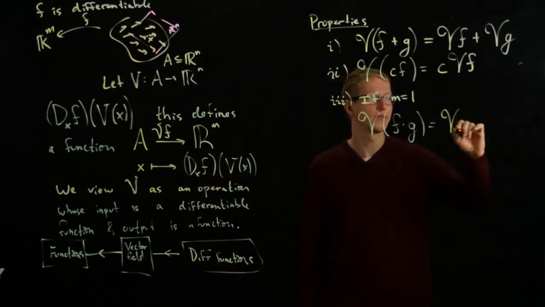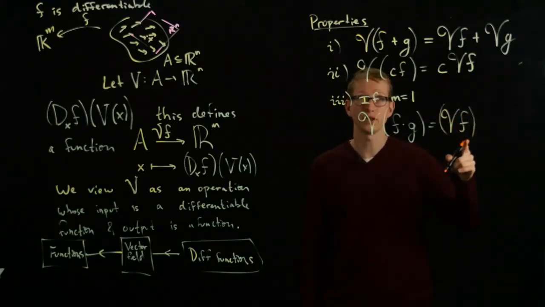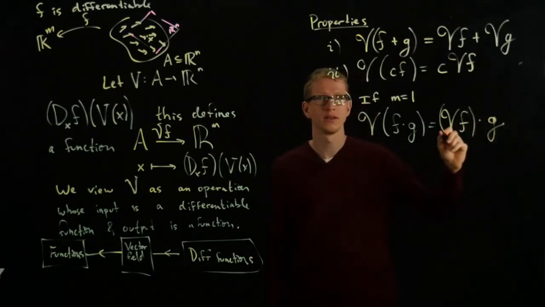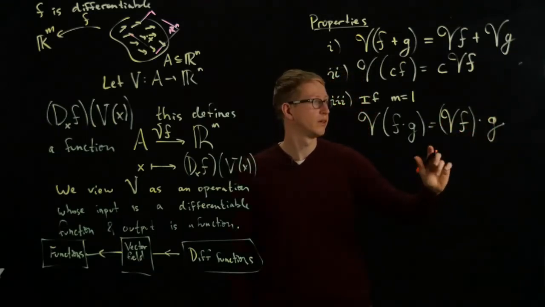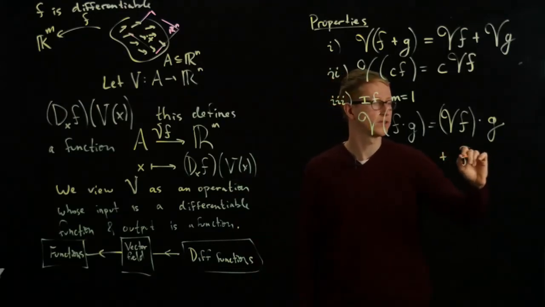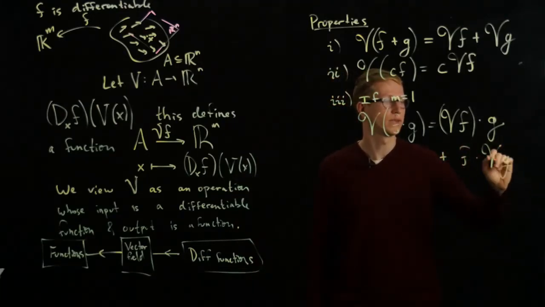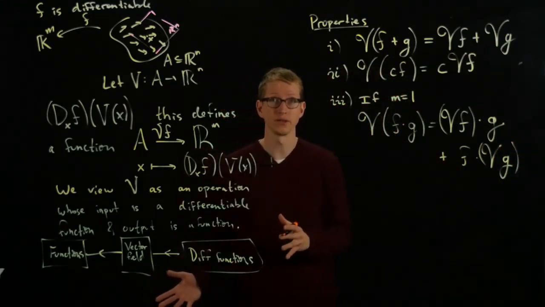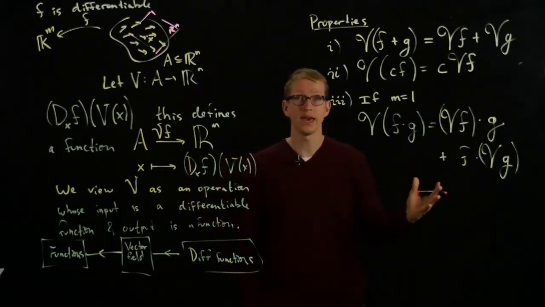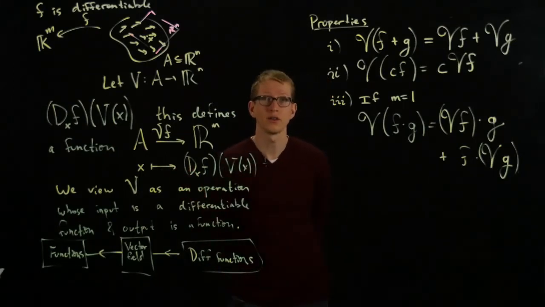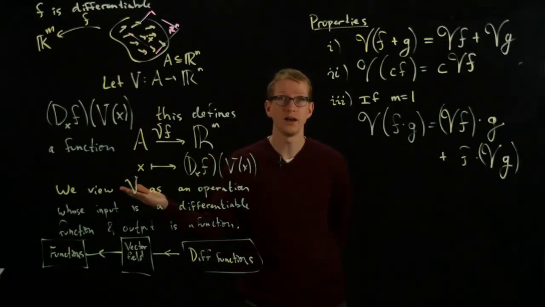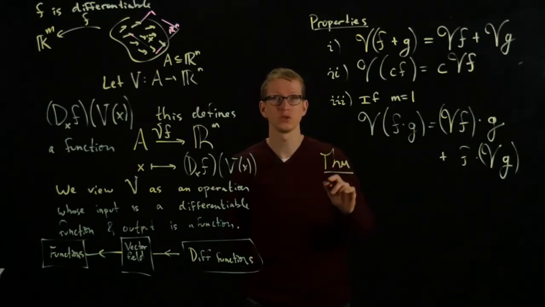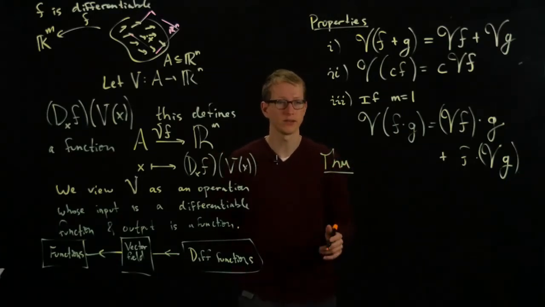You have the derivative of the first, that's a function from Rn to R, times the second. That's not a dot product, that's just multiplied, plus the first times the derivative of the second. This is the Leibniz property associated to vector fields on Rn and how they act on functions. Another very important theorem about when a vector field is differentiable is the following. This is sort of like a decomposition theorem for any vector field.